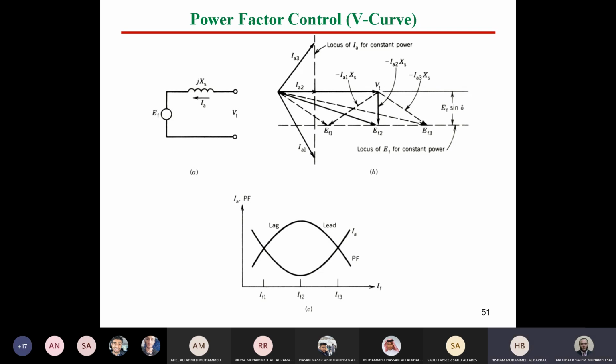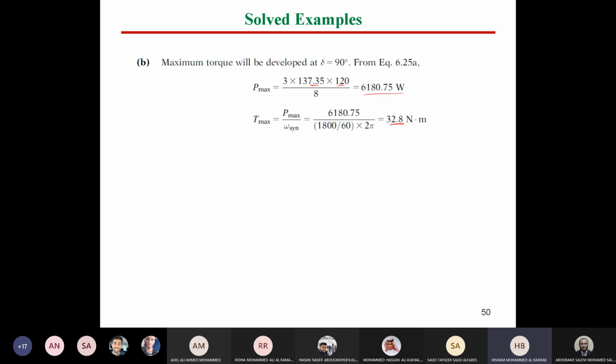Sorry, the 60 to convert to radian, or because the frequency is 60 hertz? No. The relation to convert speed from omega to RPM, from radian to RPM, we have N equals 60 over 2 pi multiplied by omega. Okay, this is the relation. And if you get the opposite, omega will be 2 pi over 60 multiplied by n. Okay? This is the relation.